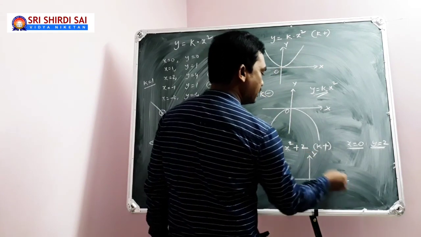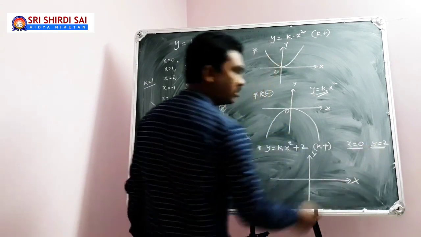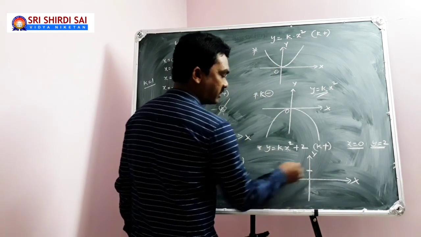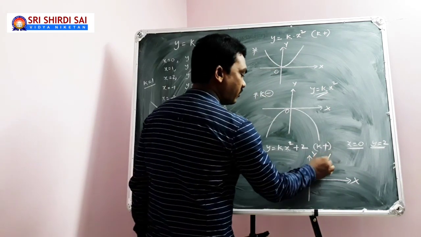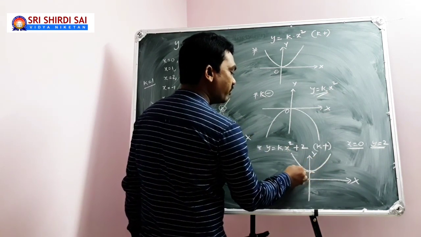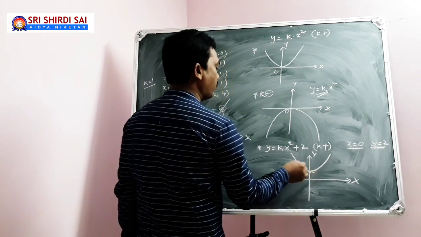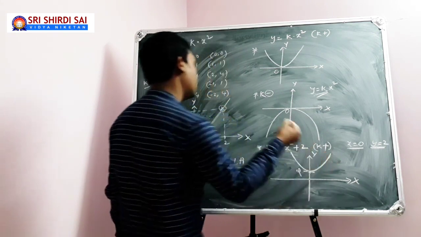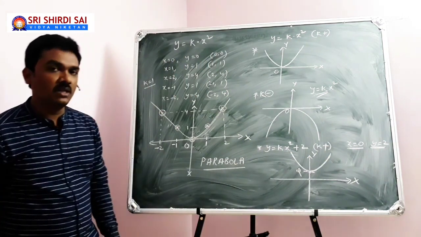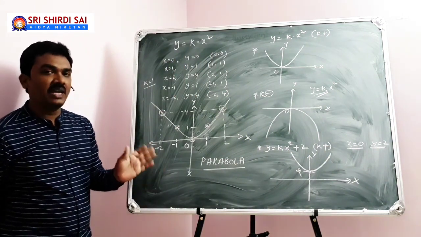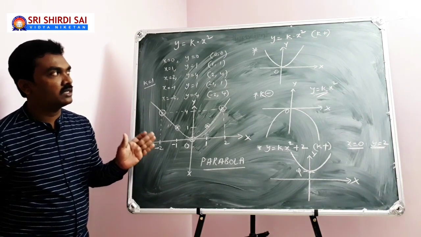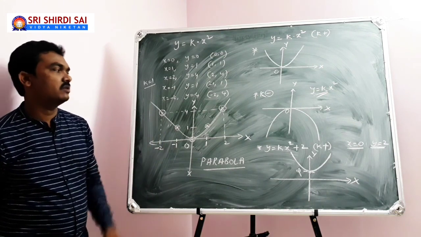This is y and this is x. You know, when x equals 0, y equals 2. x equals 0 lies on the y-axis, so your curve is symmetric about the y-axis like this, and here the y-intercept is 2, because x equals 0, y equals 2. So this is what you need to understand about y equals kx²: the graph is a parabola symmetric about the y-axis.